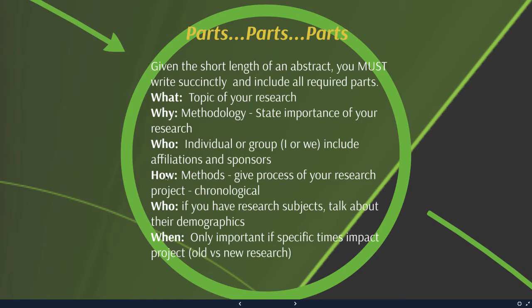The next section is also just as important as why, and it's the how, right? What were your methods? What was the process of your research project? Often this is chronological. You start at the beginning with what you did, and then you talk about the processes you did throughout your research. And if you do research with human subjects, you will often talk about a second who, which is the demographics of your research subjects.